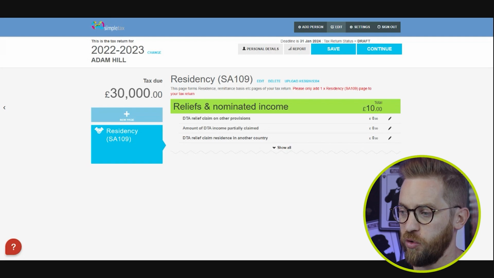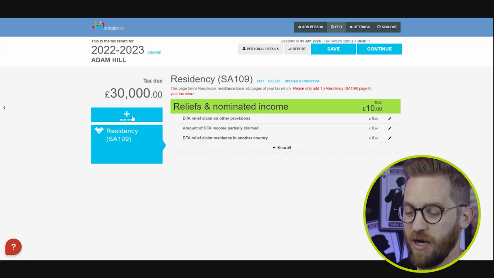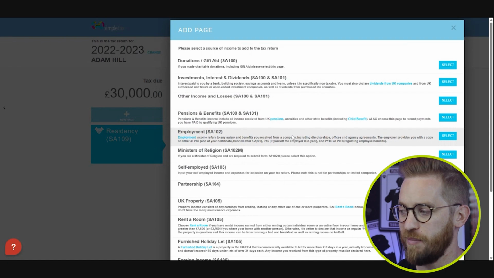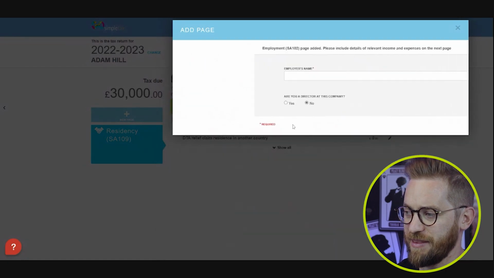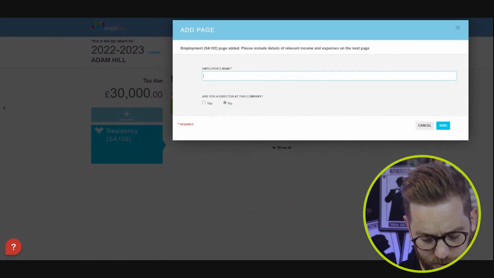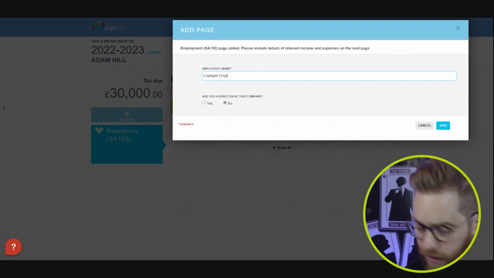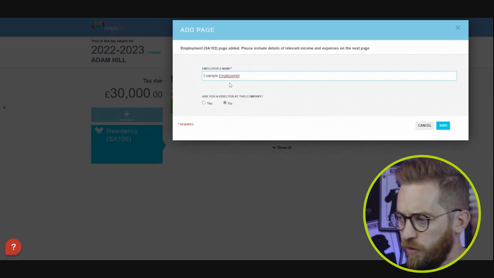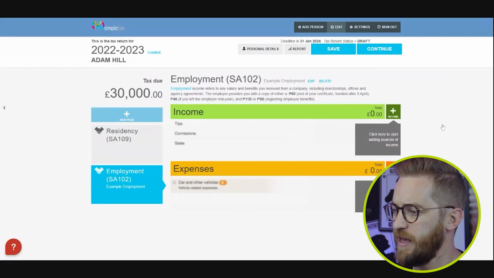So what we're going to do, we're going to add in a source of income just to have a look at how that's going to be taxed on the tax return. So if I click new page, I could go with any type of income, but I'll go with employment income. We'll select that and then we'll just enter example employment. We won't say that we're a director of the company and then we'll save that.